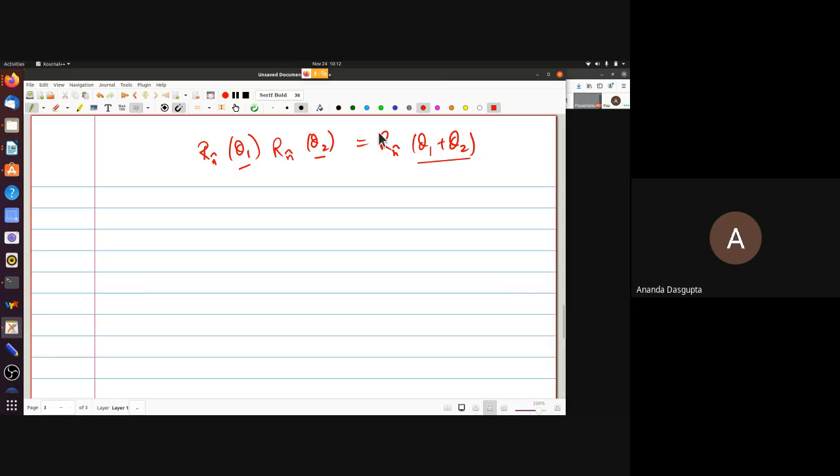which by the way, this is not really additive over the entire interval. This is theta 1 plus theta 2 mod 2 pi, right? But at least locally it is. And locally is all you need.